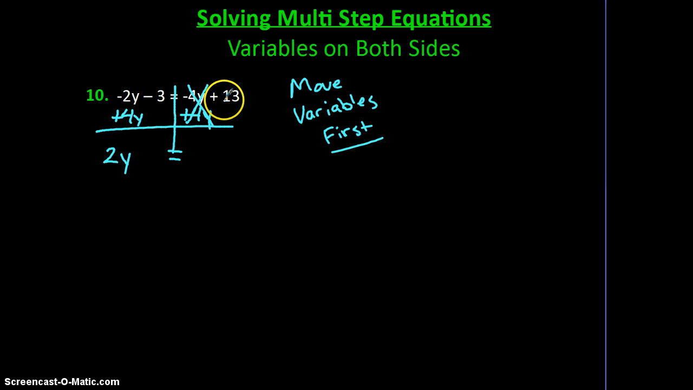Now everything else, the negative 3, can drop down, as can the 13. We did not touch that. So first thing is done. We moved our variables first.